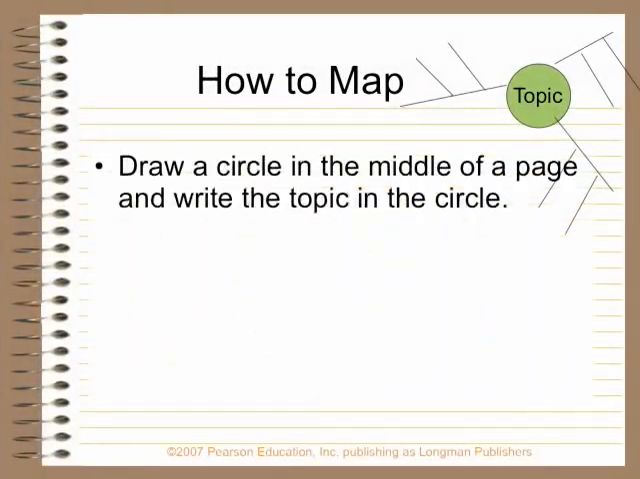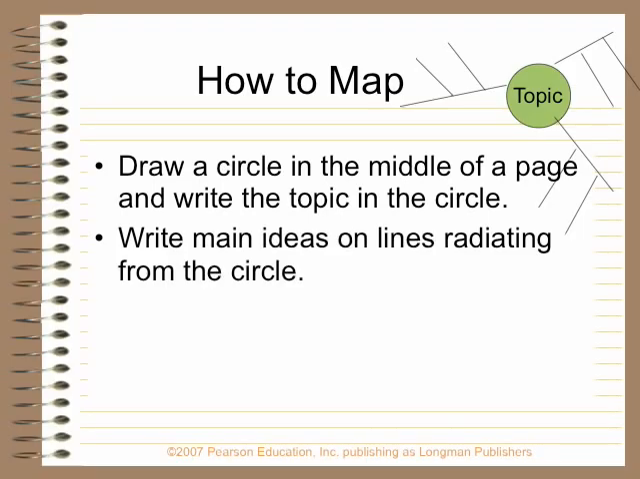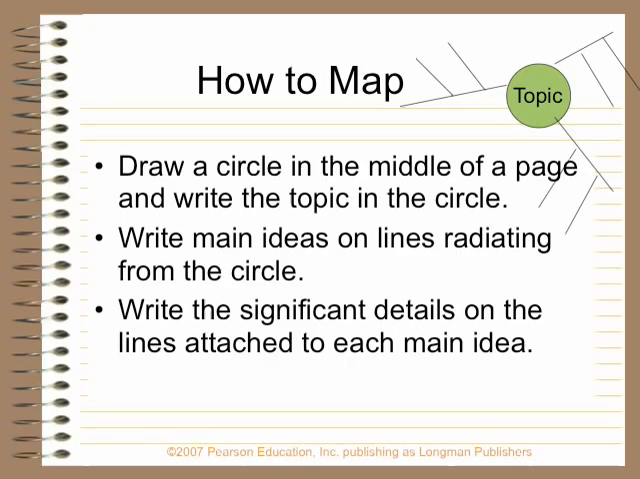How to map, some more specifics. Draw a circle in the middle of a page and write the topic in that circle. Write main ideas on lines radiating from that circle. Write the significant details, meaning the major details, on the lines attached to each main idea.